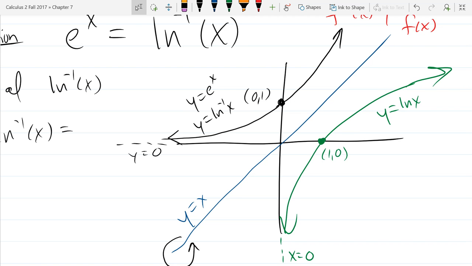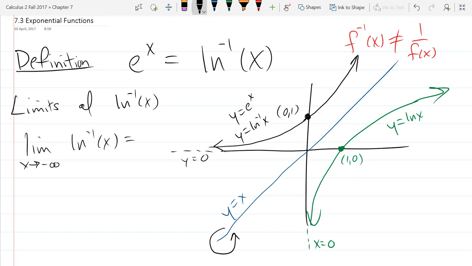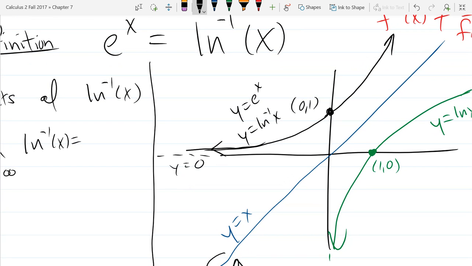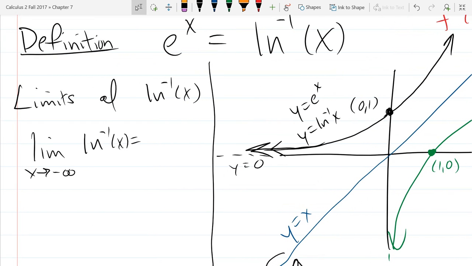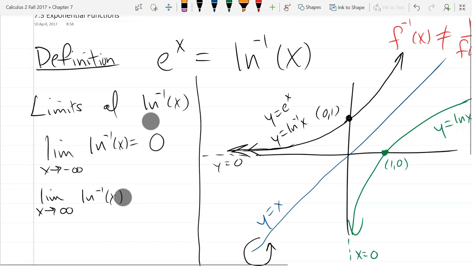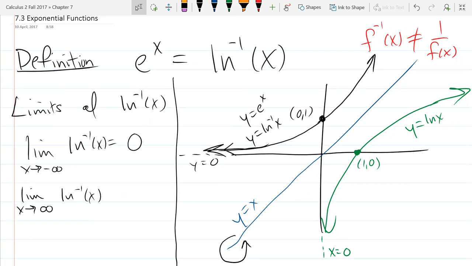All right, so now we can look at this curve and answer questions about the limits. What is the limit of ln inverse x when x approaches negative infinity? So we're looking at the left end behavior over here. What happens when x gets further and further to the left? What y value are we approaching? 0. So when x goes to the left, we're approaching 0. And now we're going to go all the way to positive infinity. What y value do we approach when x is going to the right? So we're going up and up, so we're going to positive infinity. So those are our two limits.